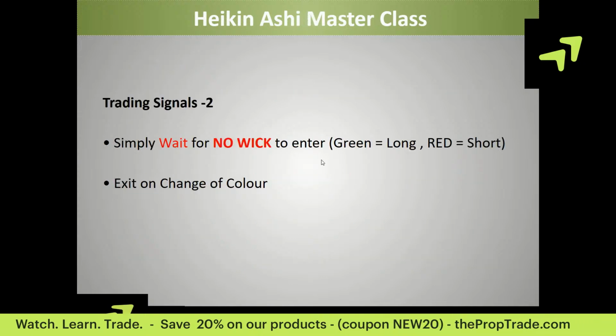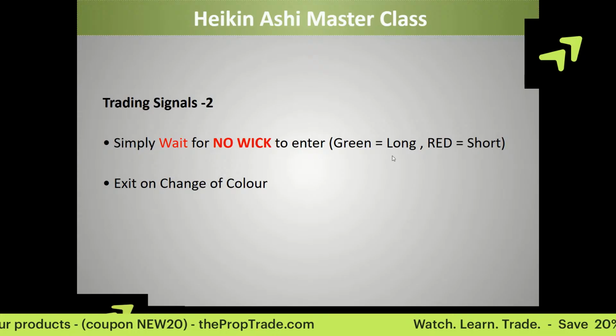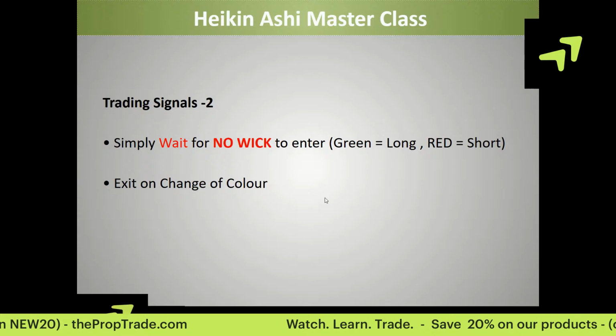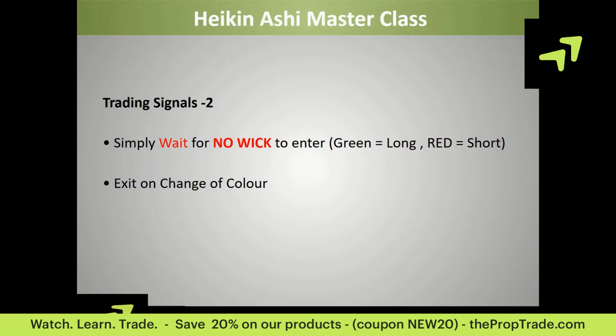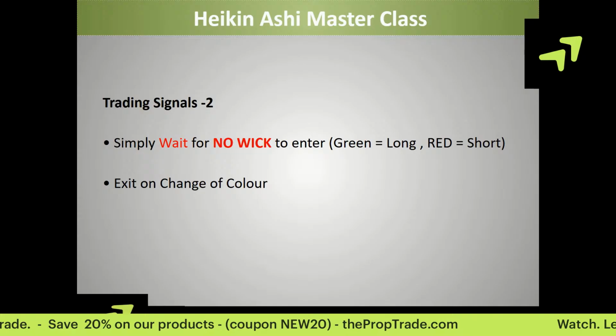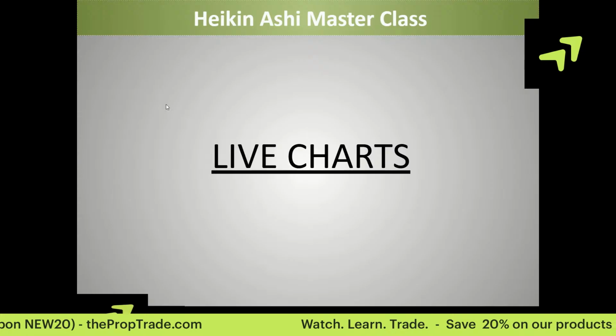That's that way. The other way is simply just wait for no wick. So green long, red short, simple as that, and exit on change of colour. It's a much simpler way of doing it. Whatever time frame you're on, obviously the higher the time frame, the bigger the move can be, both positively and negatively, so be careful with that.